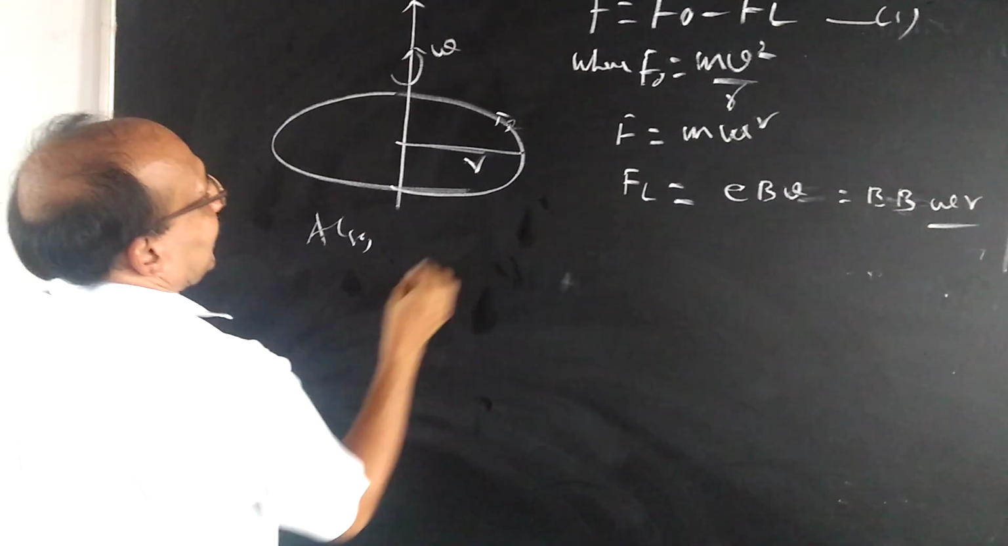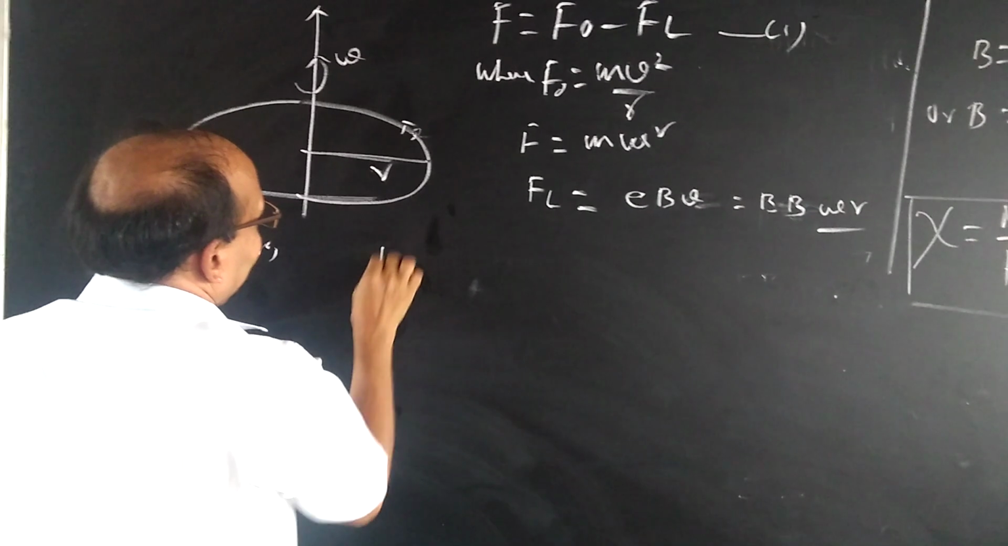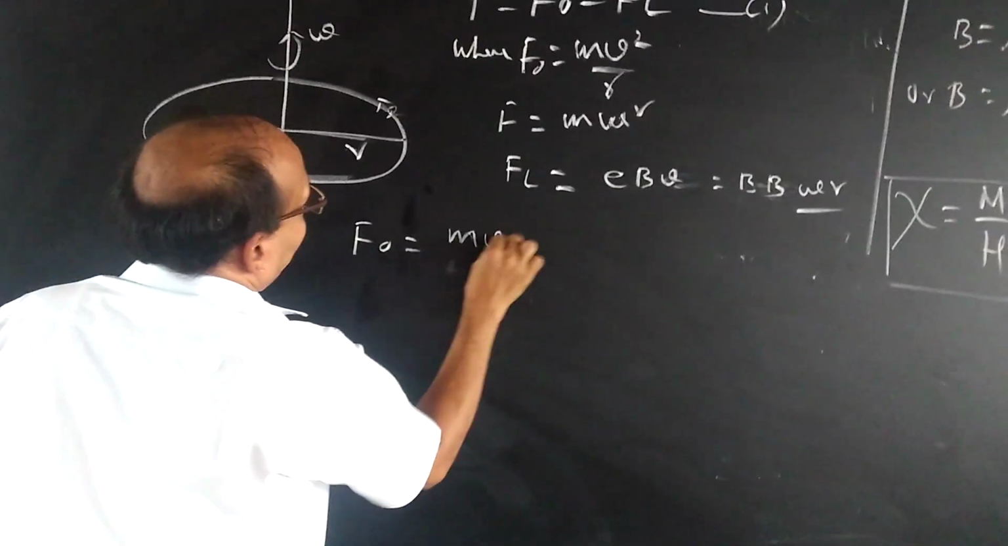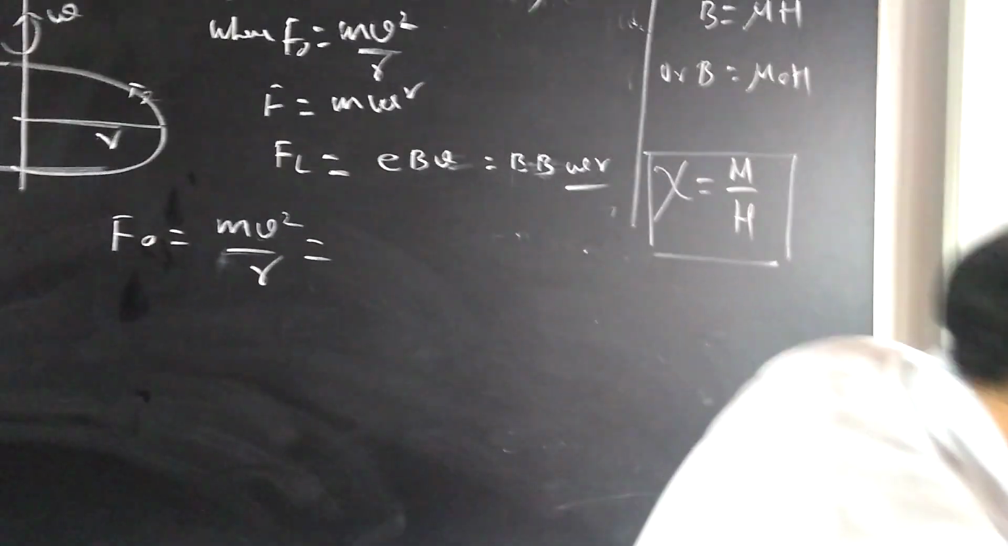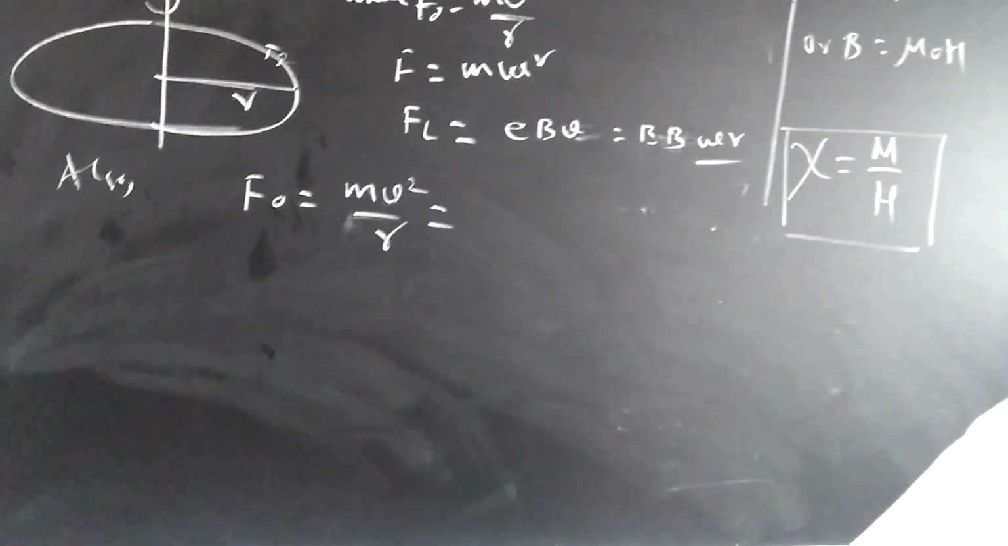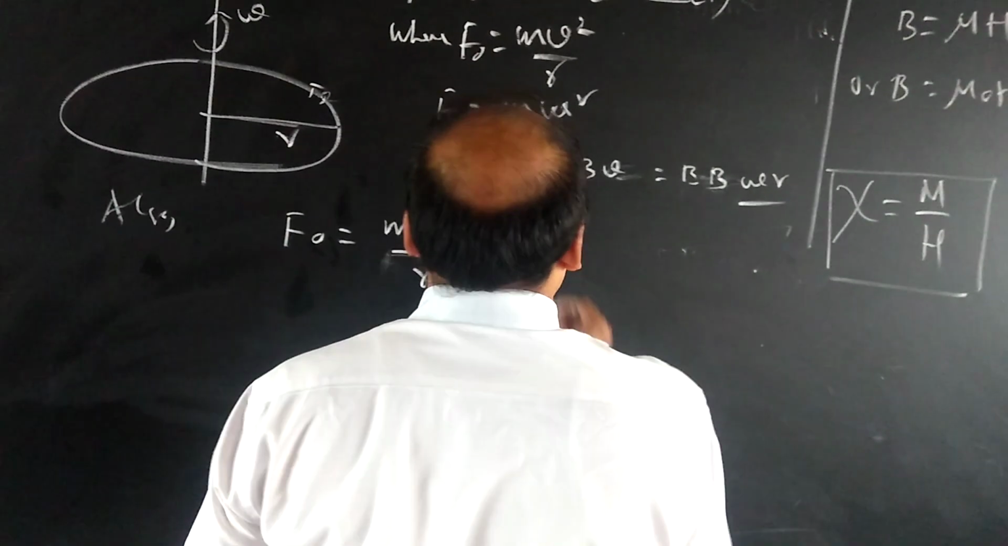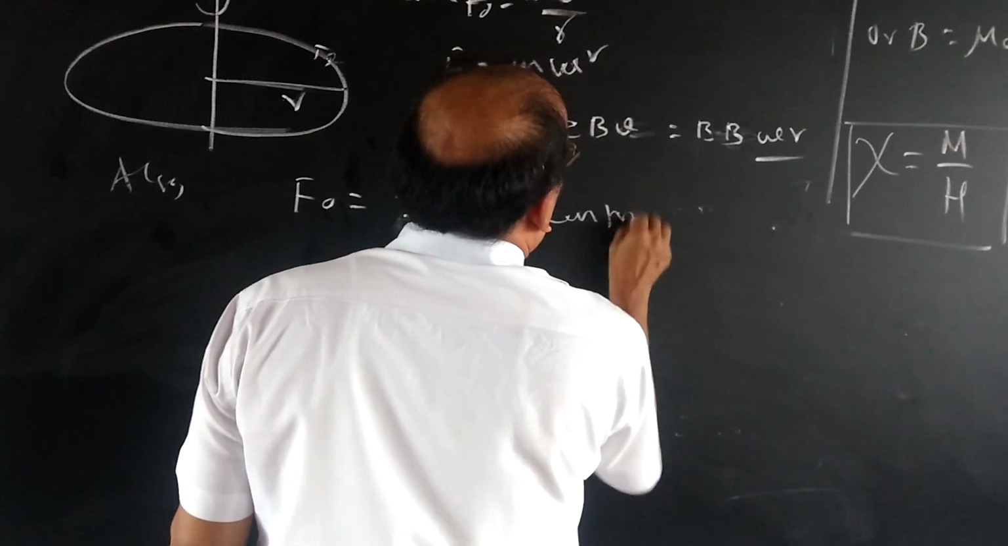Also you can take the quantity F naught, that is mv square upon r, which may be taken for the nucleus and an electron, but this is nothing but the usual centripetal force.